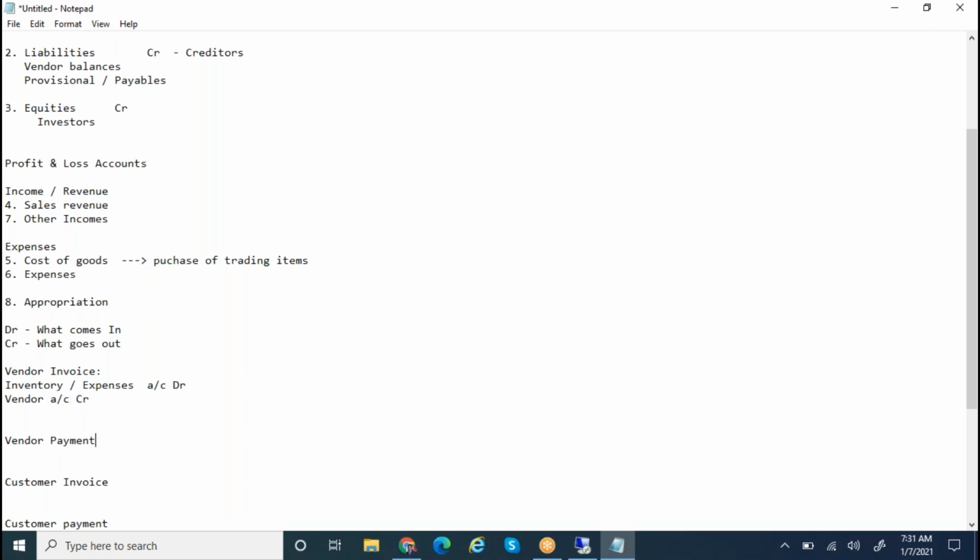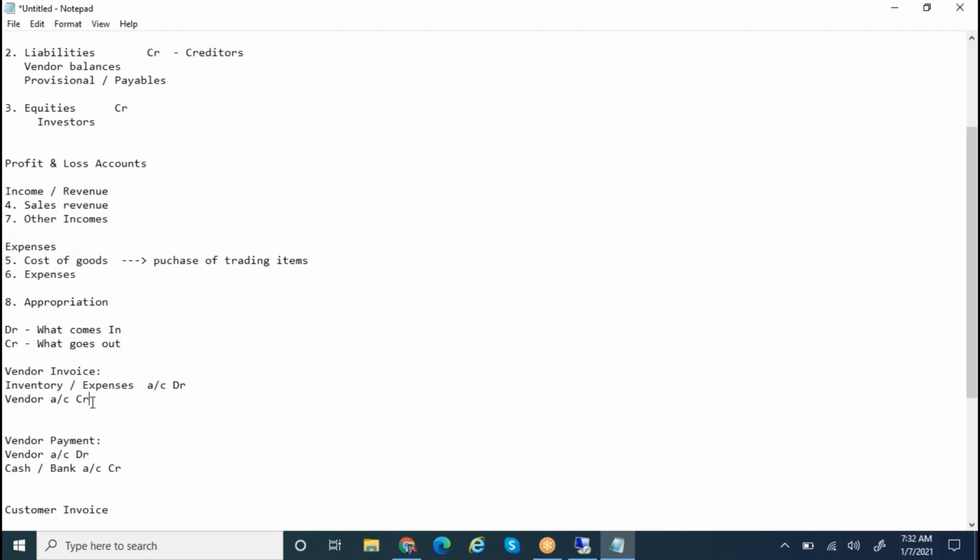If it is a vendor payment, I am going to pay cash or bank. My cash balance or my bank balance will be decreased because I am making payment to the vendor. So cash or bank will be decreased and vendor account is debit. Vendor account debit.